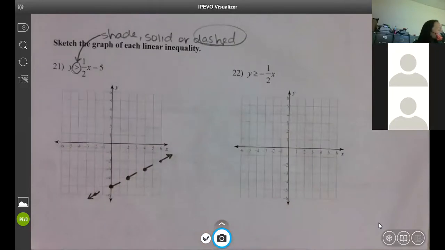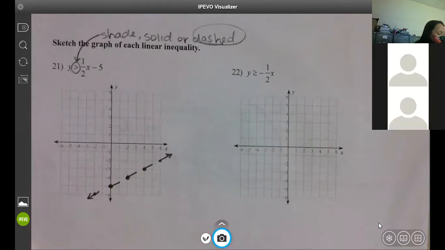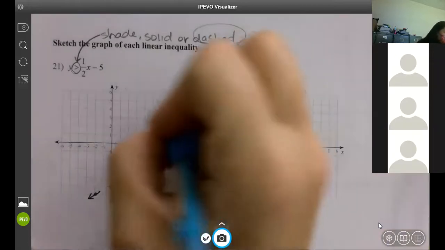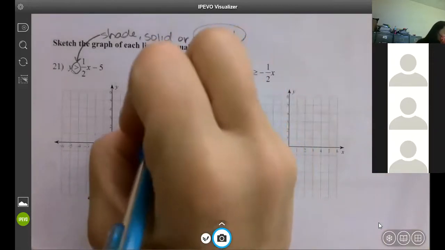And then how do we figure out where we shade? What have we been plugging in? Guys, what do we plug in to figure out where to shade? 0, 0. Perfect. Thank you. So plug in 0, 0.